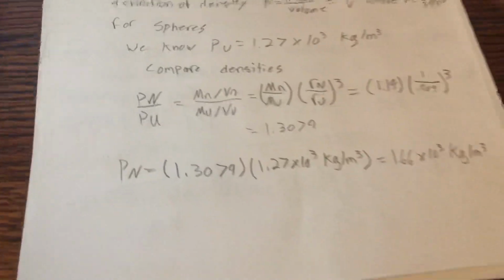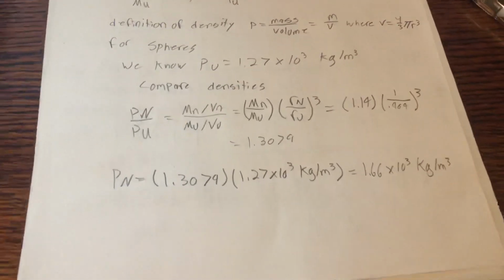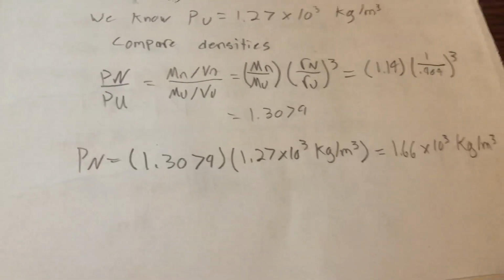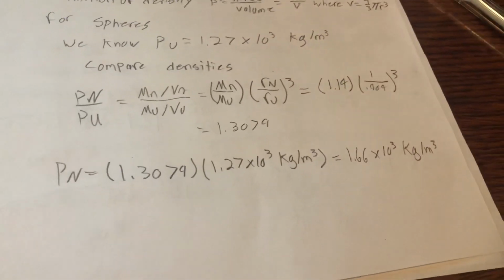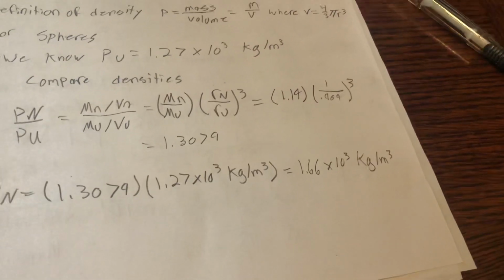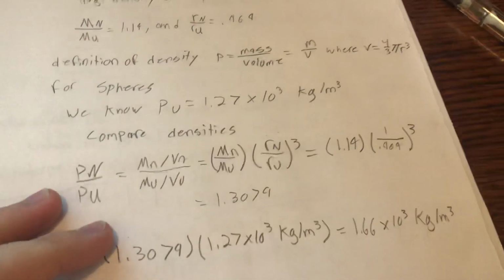I then used that to find the average density of Neptune. I used the given equations, which was then 1.3079 times 1.27 times 10 to the third kilograms per meter cubed, which gave me 1.66 times 10 to the third kilograms per meter cubed.